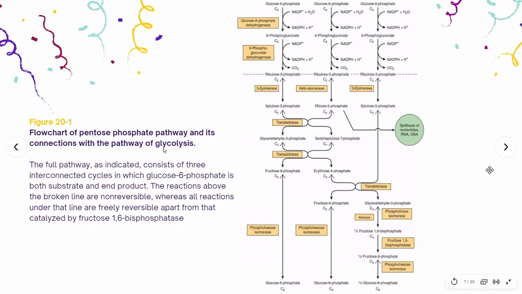So what is important is the first two reactions produce NADPH. And of course, the formation of ribose 5-phosphate for synthesis of RNA and DNA. That is the importance of ribose 5-phosphate.